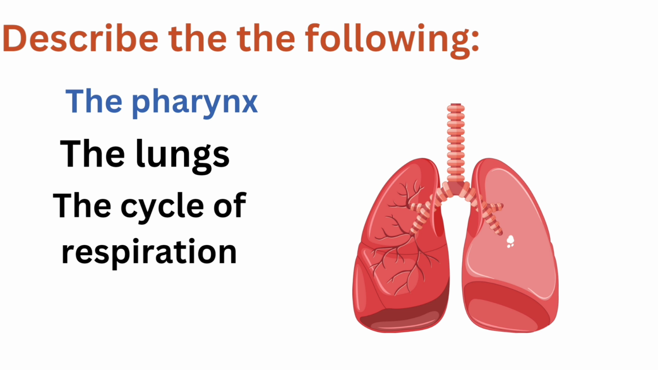Another common question in the respiratory system is describe the lungs, that is the right and the left lungs. Remember that the right lung has 3 lobes and the left lung has 2 lobes because of the space occupied by the heart.